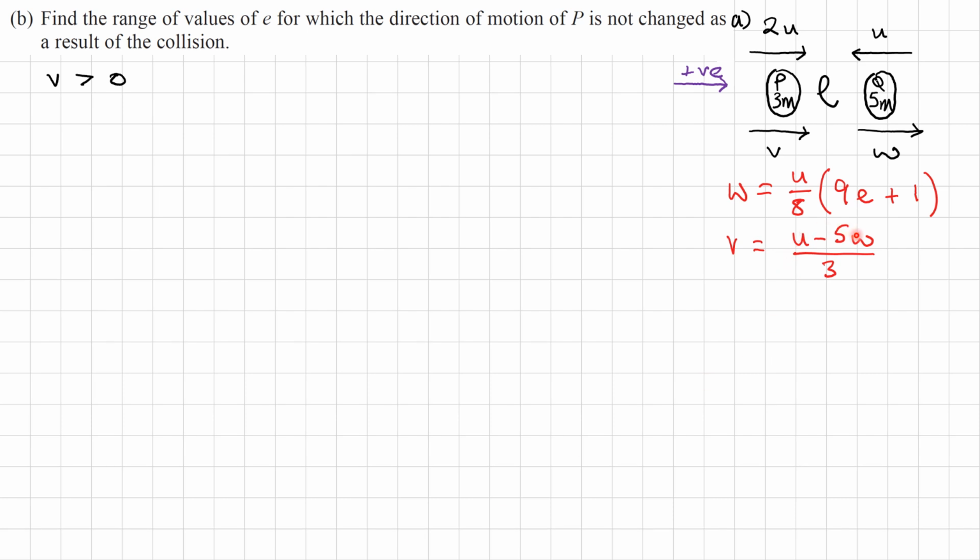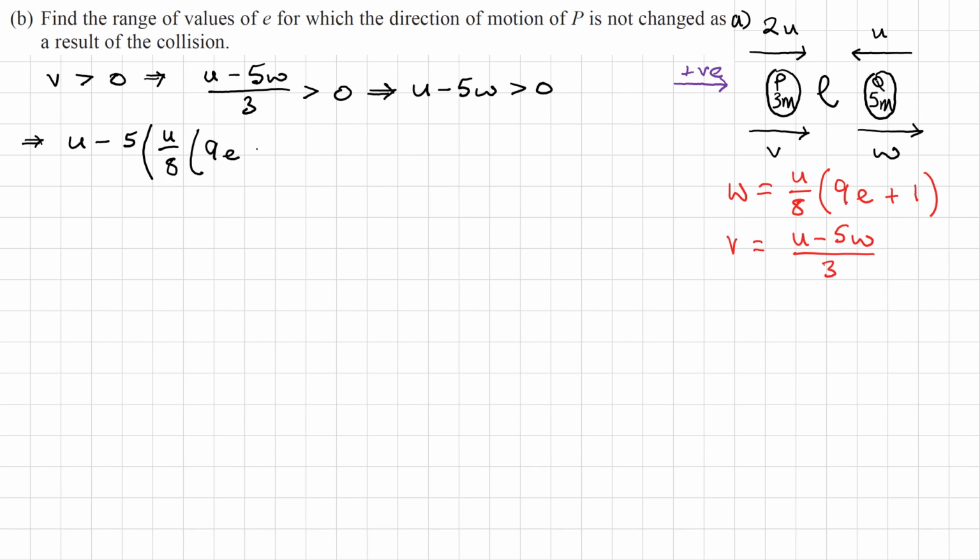So I can take this equation here and I can make this greater than 0. So I can say that U minus 5W over 3, which is V, that needs to be greater than 0. Now I can times both sides by 3 and I'll get U minus 5W is greater than 0. Now what I can do at this point is to take my W here and substitute it into this equation. So then what I'll have is U minus 5 times W, which I have as U over 8, and that's times 9E plus 1, and then that will be greater than 0.